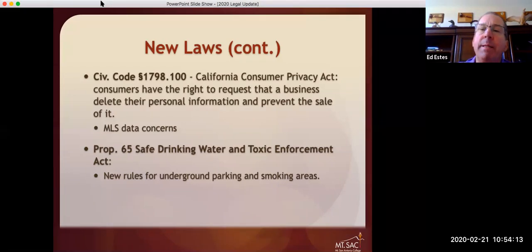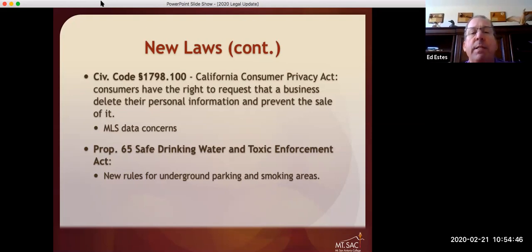Of course, the problem is, even though the MLS is nonprofit, entities that harvest that information, like Zillow, are for profit. So does it extend there? And the bottom line is we don't know. So playing it safe, CAR has created a new form, which I will get to later in the slide deck, to deal with that. So there are some MLS concerns. So you do have a new disclosure form that I will talk about in a few more slides that deals with the California Consumer Privacy Act.